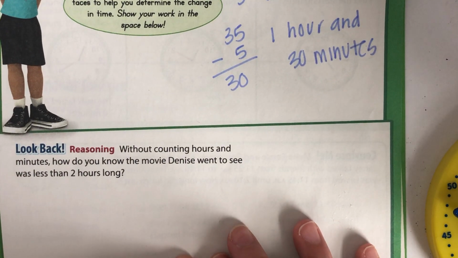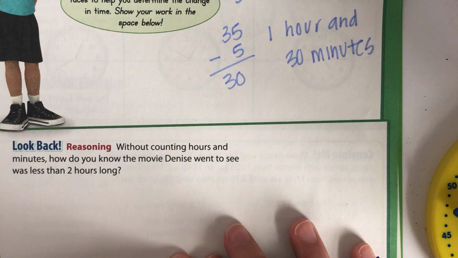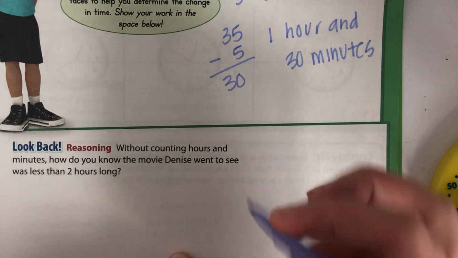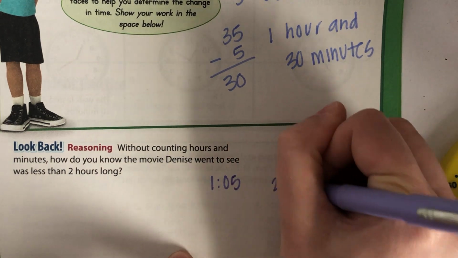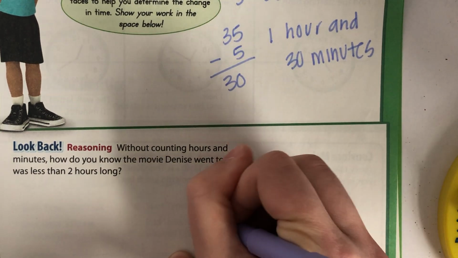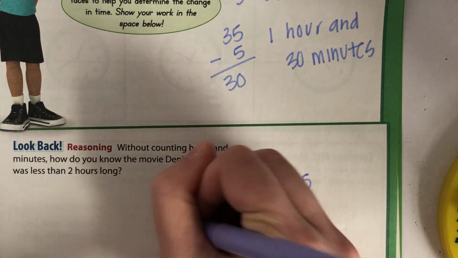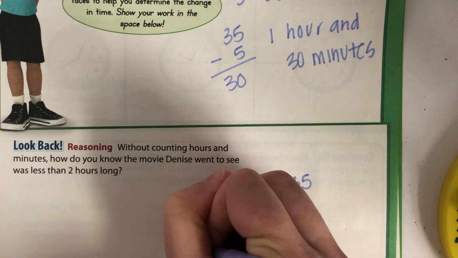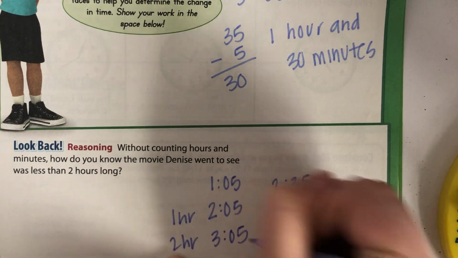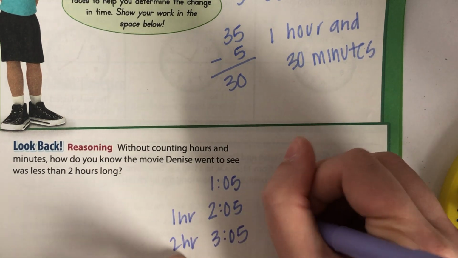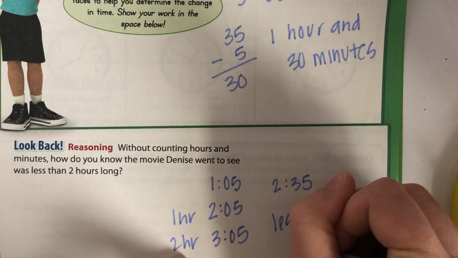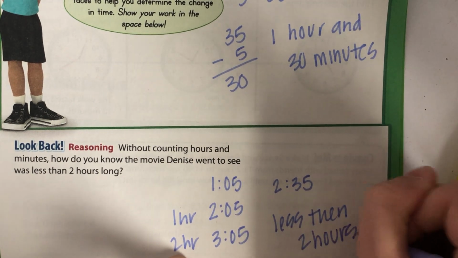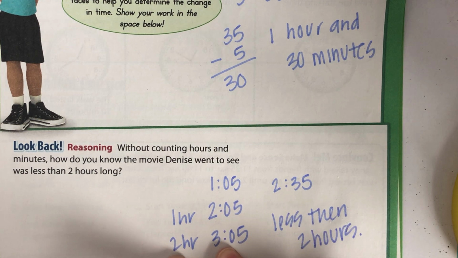Without counting hours and minutes, how do you know the movie Denise went to see was less than 2 hours? So we know that it started at 1:05 and it ended at 2:35. 1 hour would be 2:05. 2 hours would be 3:05. So we know the movie lasted less than 2 hours, moving up an hour each time.